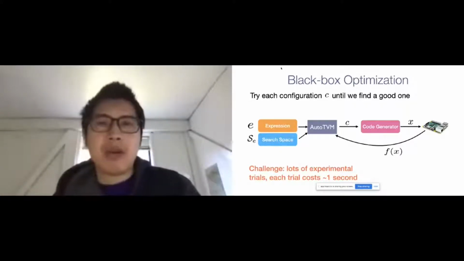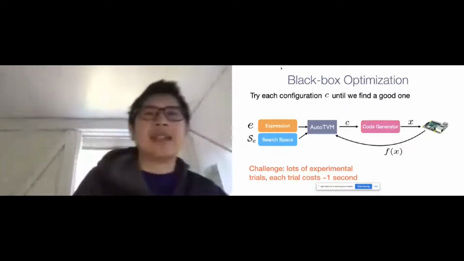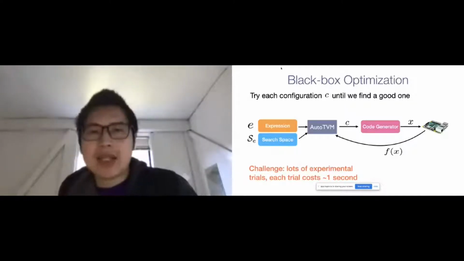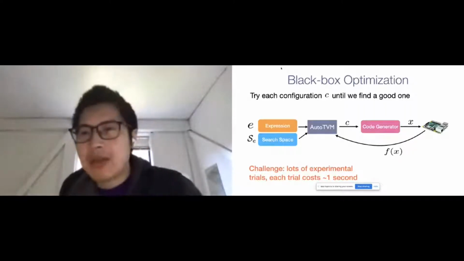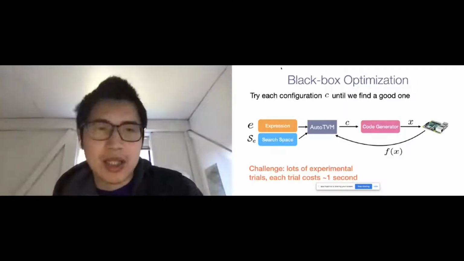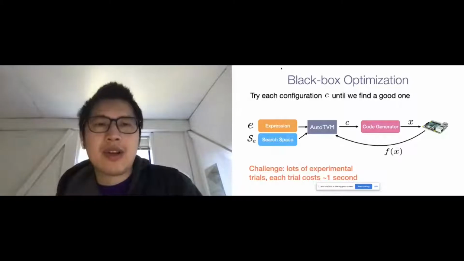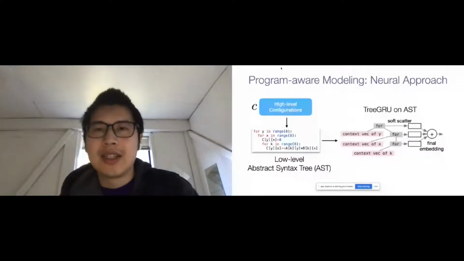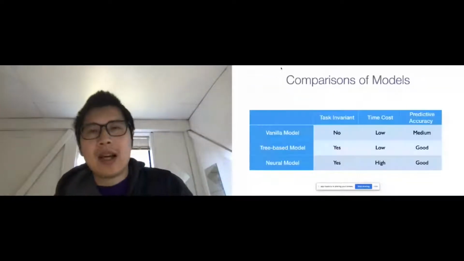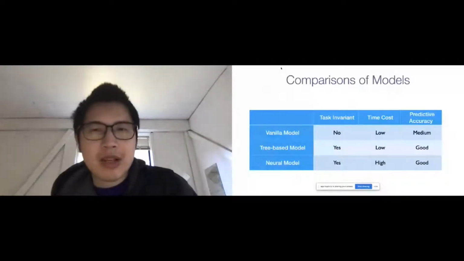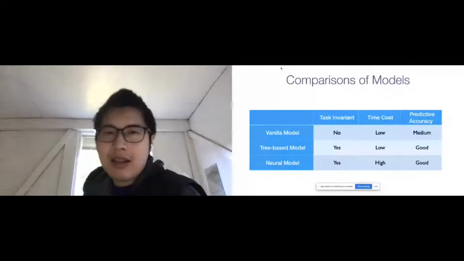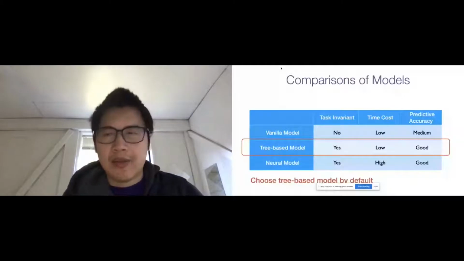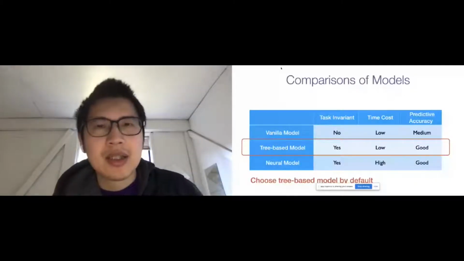So instead, we take what we call a machine learning based approach. The idea is that we use the high level configuration to generate a low level AST and extract statistical features from the program, and then use a machine learning based predictor to predict the cost of running the program. We can also use a neural network based approach that uses a tree GRU model to encode the input program. The advantage is that the tree-based model gives pretty good predictive accuracy. It is also task invariant, in the sense that you can transfer the model across multiple program domains because the AST is shared.